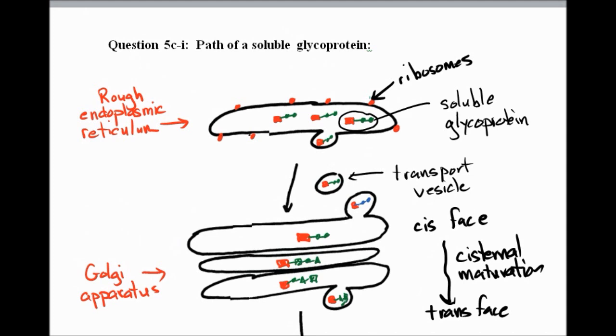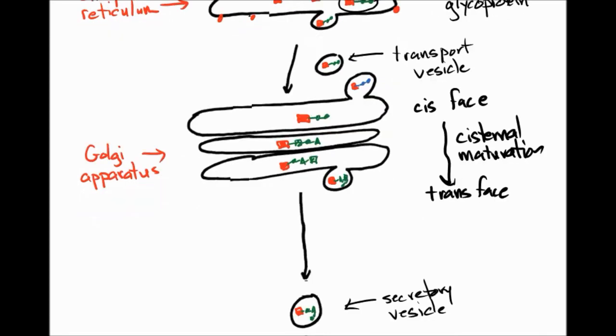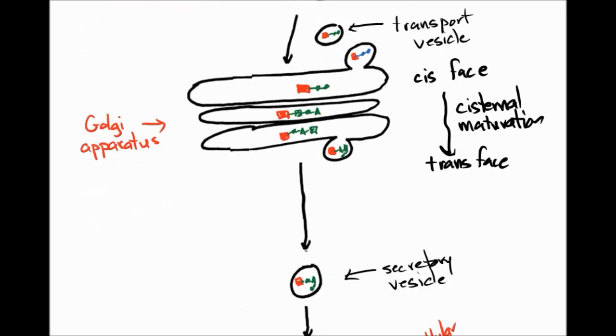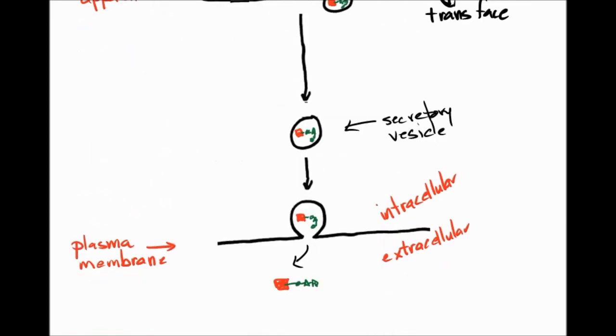It was modified with carbohydrates because of the enzymes within the lumen of the rough ER. It was packaged into a transport vesicle which fused to the cis face of the Golgi apparatus. Those carbohydrate additions were modified as the protein matured from the cis face to the trans face because of enzymes in those compartments. It was packaged into a secretory vesicle, which then fused with the plasma membrane, and the glycoprotein was secreted.